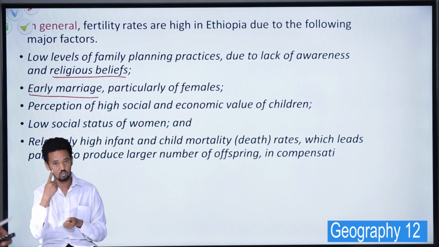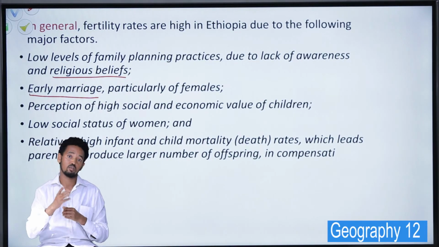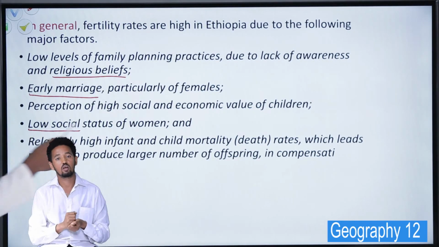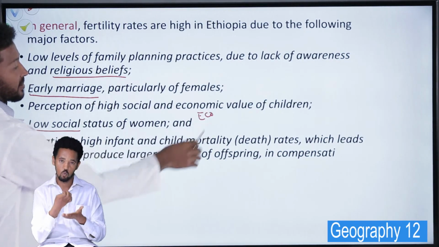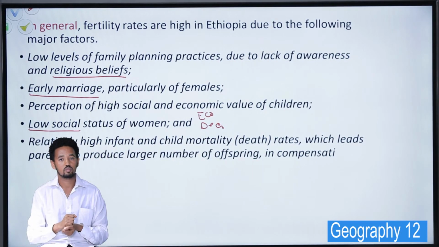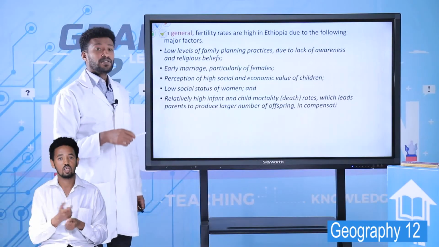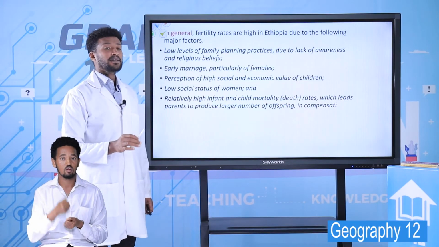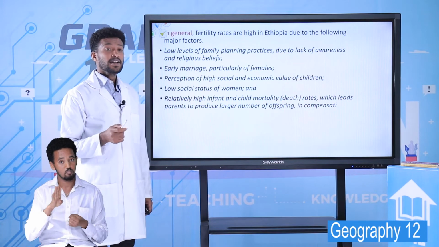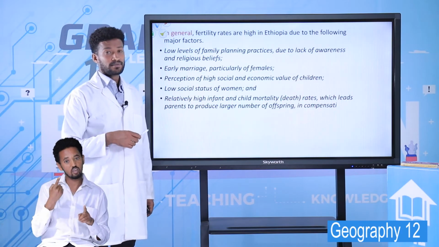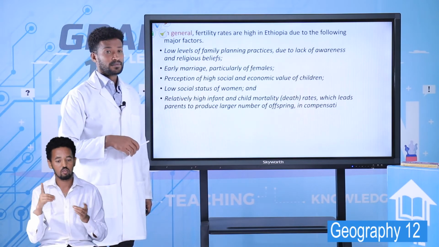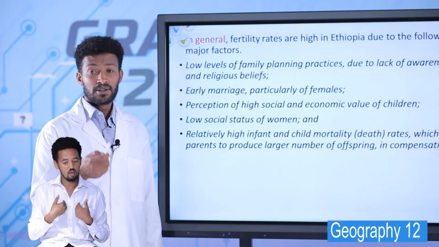Another one is the low social status of women. The social status is shown here: one is the economic status, another one is decision making. In short, our country's females are dependent. This makes them bear a child based on the feeling of the men, rather than by their own decision. So they tend to have a high number of children.